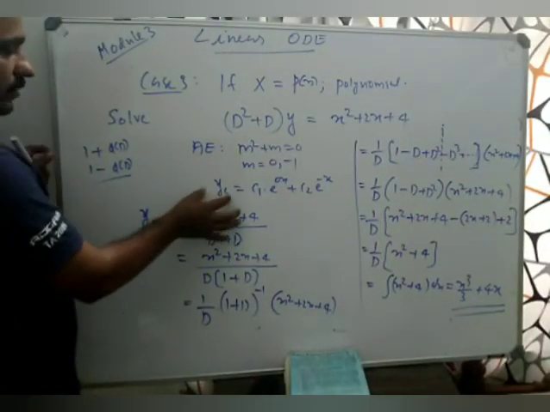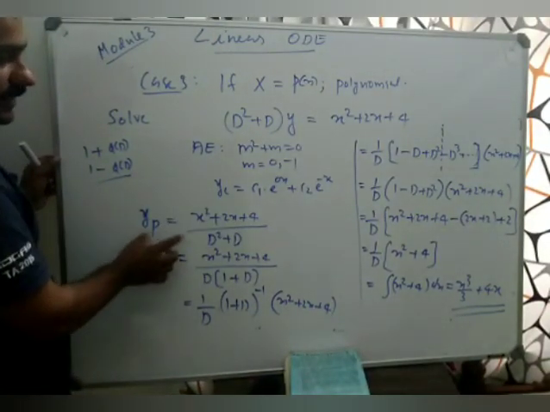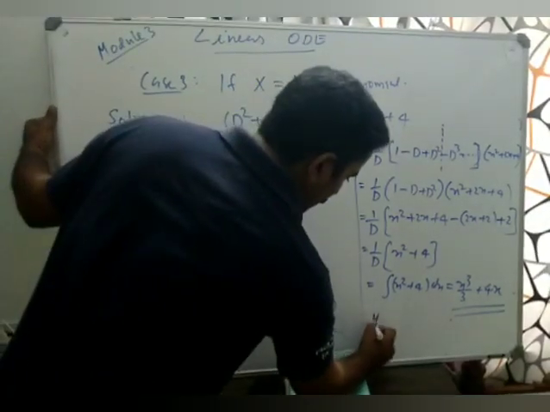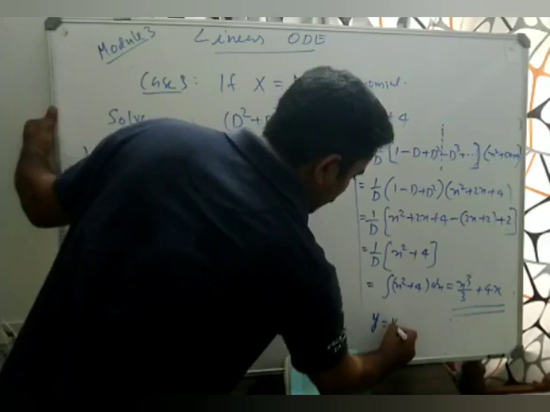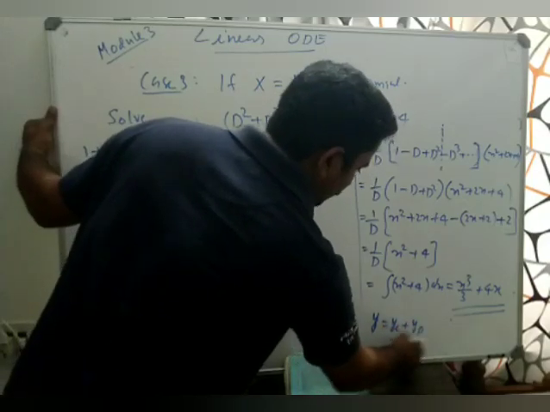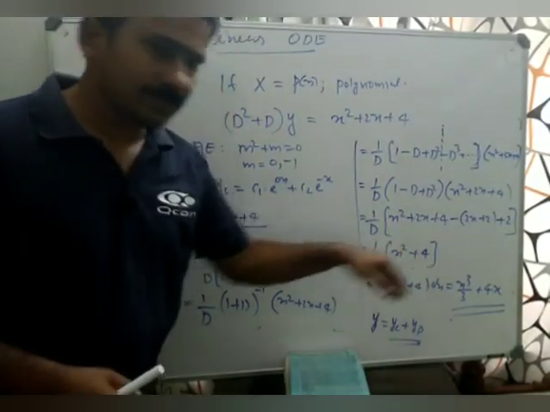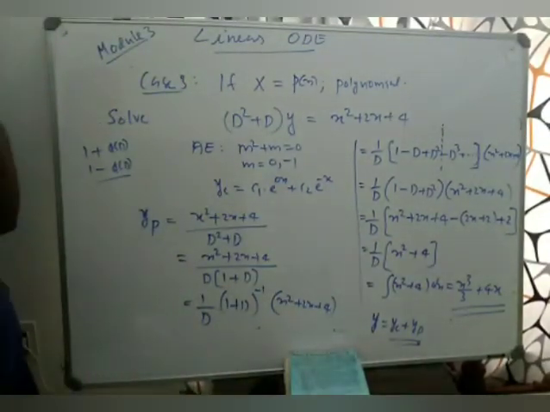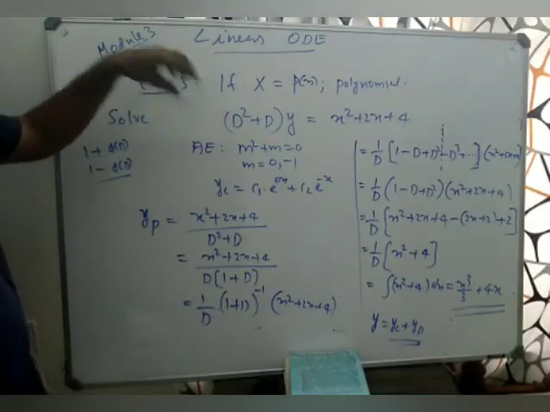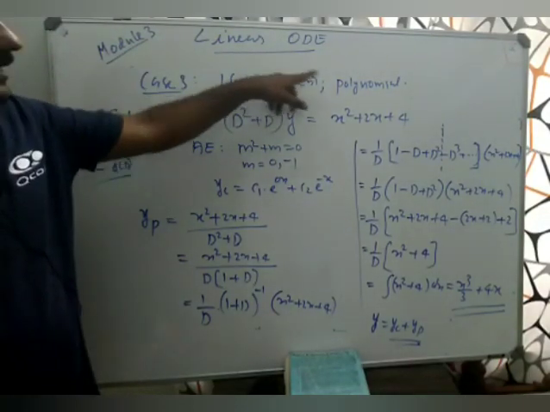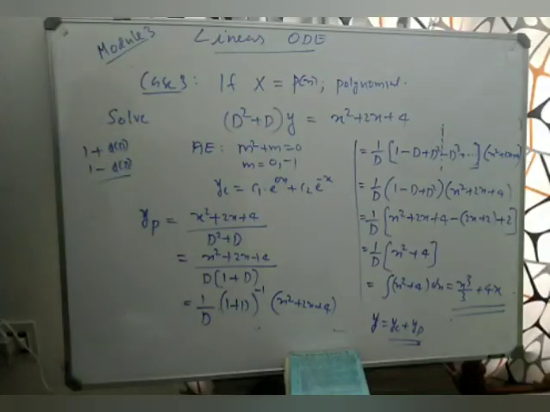So we got the complementary function and the particular integral. So the final solution is the sum of these two. So y is equal to yc plus yp. I'm not going to write it. Yc is this and yp is this. Okay, and this is how we find the particular integral if the right hand side is a polynomial. Okay, so the method is simple.